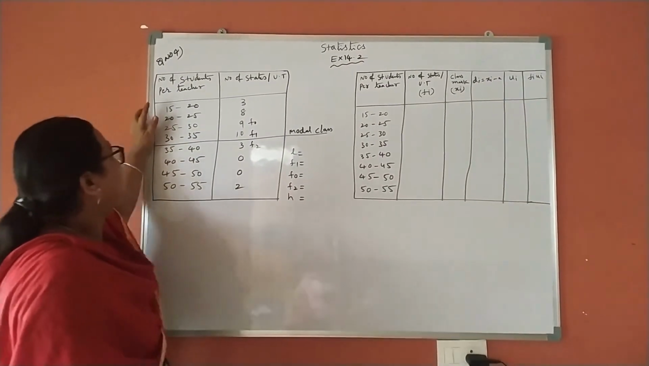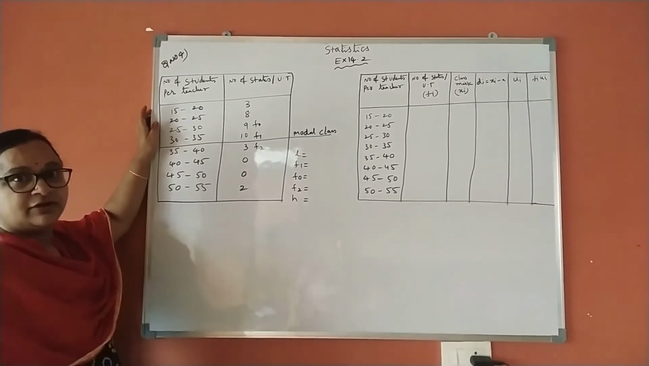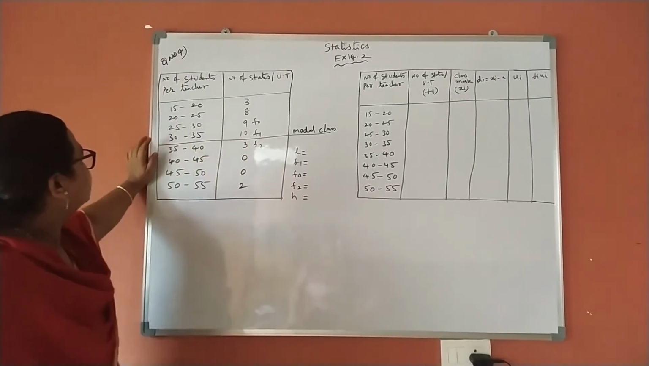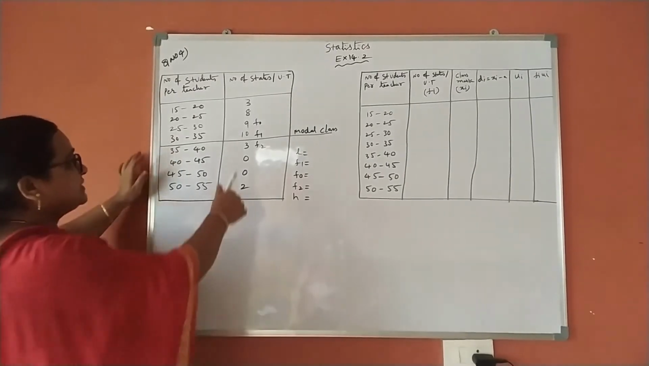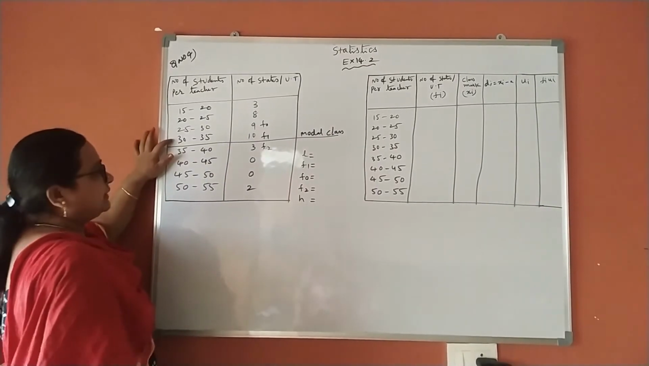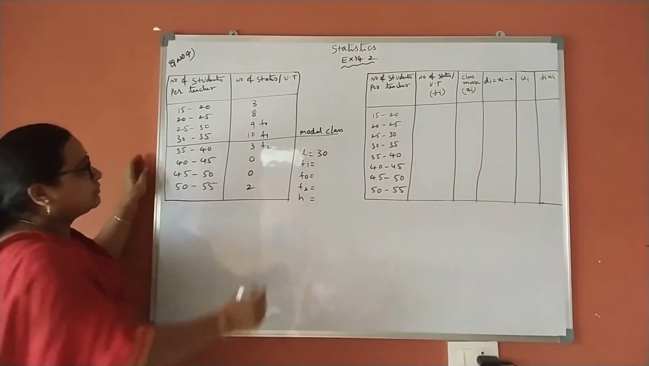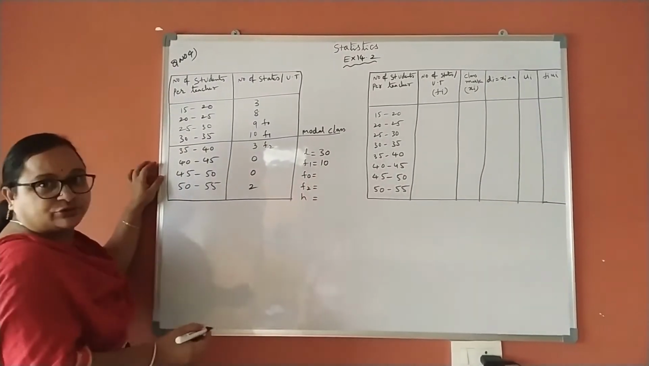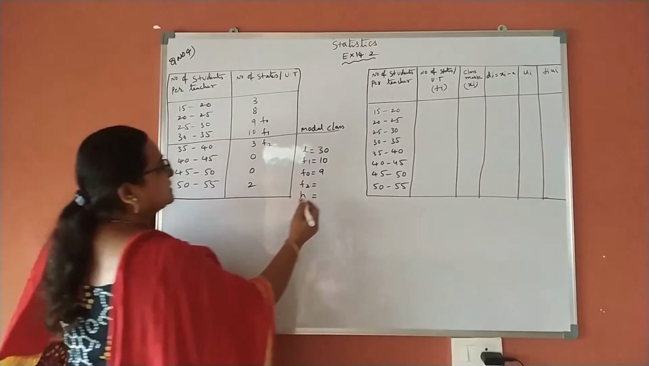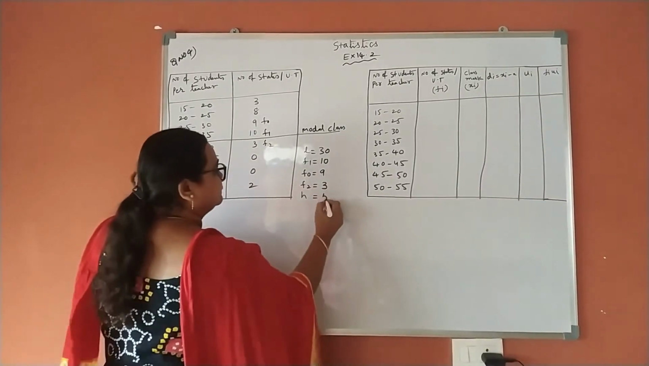I have given student teacher ratio and they asked us to find mode and mean of this data and interpret the data. Firstly, we will find mode of this data. So modal class is 30 to 35 as the frequency is 10, maximum frequency is 10. Then L, lower limit of the modal class is 30. F1, frequency of the modal class is 10. F0, frequency of the class preceding the modal class, that is 9. F2, frequency of the class succeeding the modal class, that is 3. And H is the class size, that is 5.